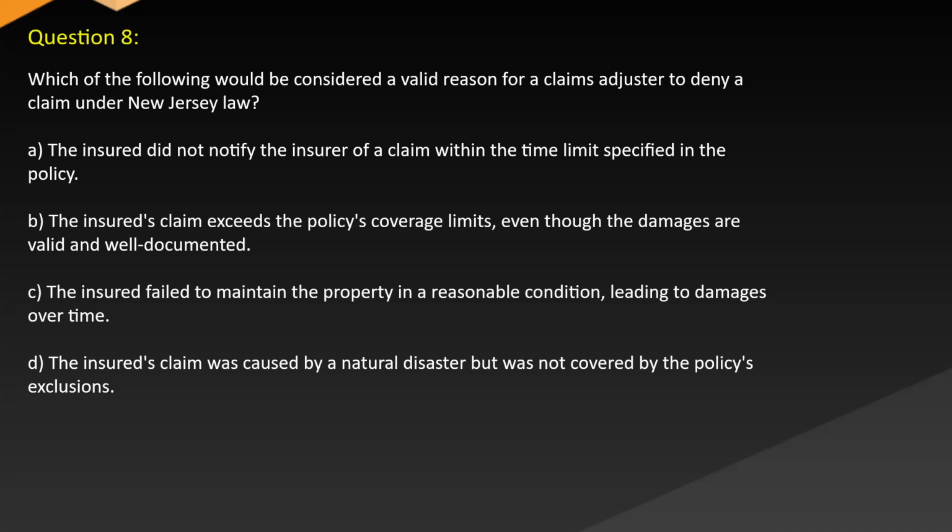Question 8. Which of the following would be considered a valid reason for a claims adjuster to deny a claim under New Jersey law? A. The insured did not notify the insurer of a claim within the time limit specified in the policy. B. The insured's claim exceeds the policy's coverage limits even though the damages are valid and well documented. C. The insured failed to maintain the property in a reasonable condition, leading to damages over time. D. The insured's claim was caused by a natural disaster but was not covered by the policy's exclusions.